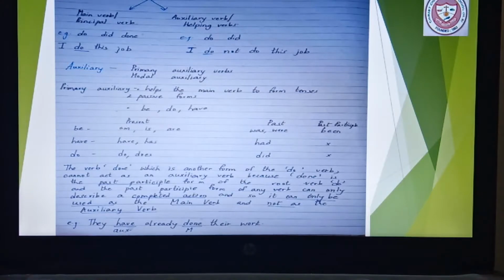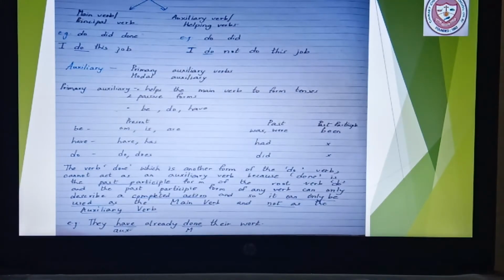Now, auxiliary also has two types. First we did verbs, which are of two types: main verb or principal verb, and auxiliary or helping verbs. Now, we will subdivide auxiliary. Auxiliary has two parts: primary auxiliary verbs and modal auxiliary verbs. Now, what does a primary auxiliary do? It helps the main verb to form tenses and passive forms.